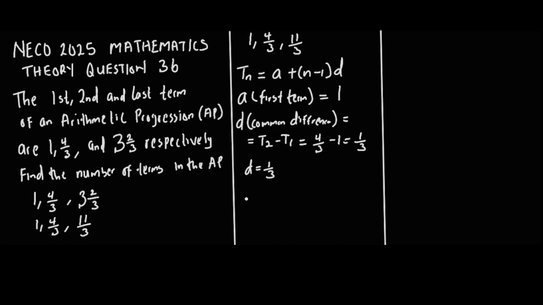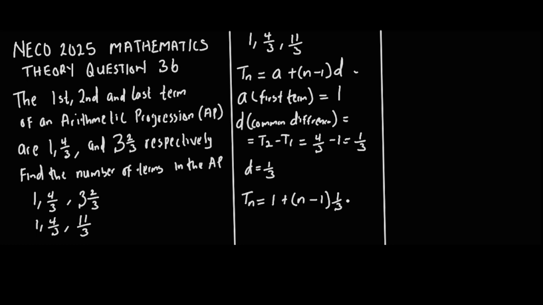Now, we are asked to calculate the number of terms in the AP. To do that, all we need to do is substitute the information we have here into this formula, so that we can get the number of terms. n is going to be the number of terms here. Now, let's substitute. Tn equals, what's our A? Our A is 1 plus our n, we don't know, minus 1. Our D is 1 over 3.